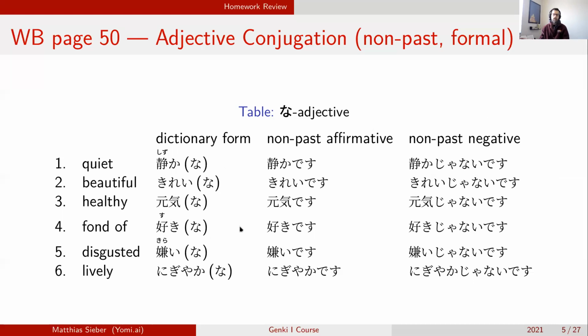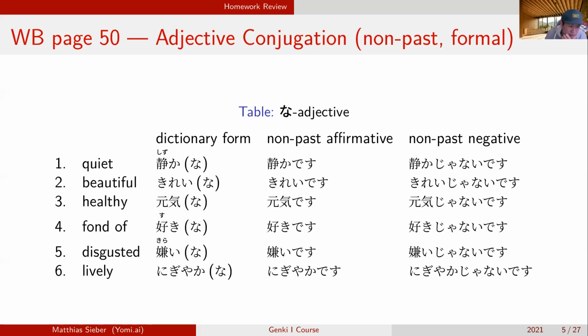Beautiful, also clean. Kirei na, kirei desu, kirei janai desu. Healthy, genki na, genki desu, genki janai desu, right? Also, depending on context, genki of course means energetic, lively, or for people. Fond of, we know suki had a different grammar point on that, but it is just an adjective, really. So suki na, suki desu, suki janai desu. Disliked, kirai na, kirai desu, kirai janai desu. And lively, as for example, a city is lively: nigiyaka na, nigiyaka desu, and nigiyaka janai desu.